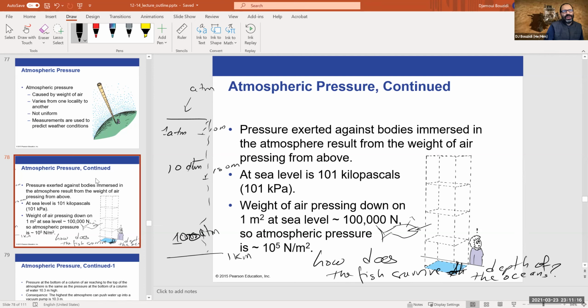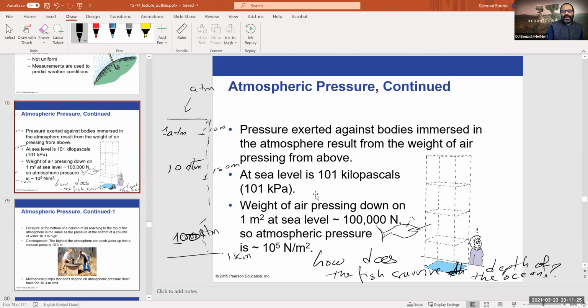Obviously, if you take that fish and it's not adjusted, it's going to feel a lot of pressure and be smashed inside because of the opposing pressures, okay? So they don't survive it.